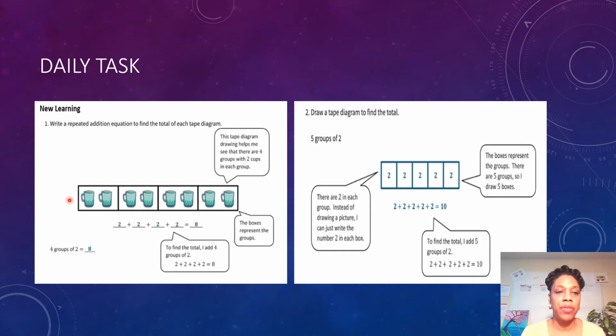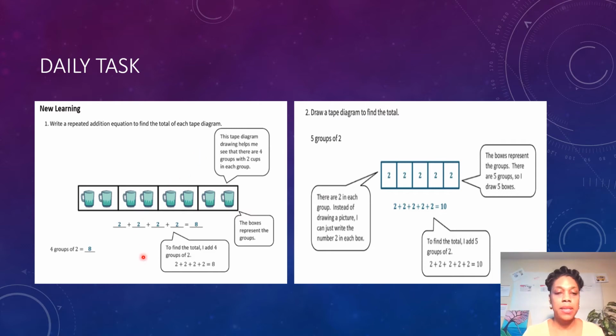Here I have a set of cups. Each one of these boxes represents a group. So the boxes represent a group. And in each box, I have 2 objects. So I have 2 cups here, 2 cups here, 2 cups here, and 2 cups here. This is what we call a tape diagram. And a tape diagram helps me to see that there are 4 groups with 2 in each group.